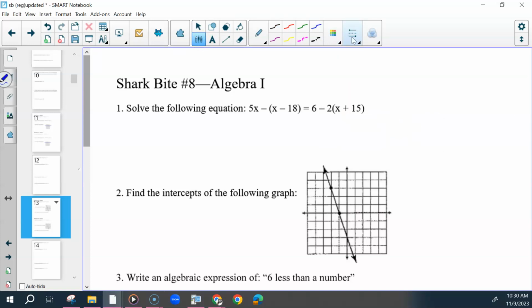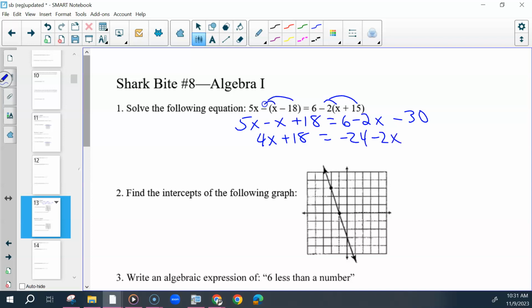Alright, for number 1, we needed to solve this. What did you get for number 1? So distribute, so we have 5x minus x plus 18 equals 6 minus 2x minus 30. Start to combine your like terms on the same side, so this will become 4x plus 18 equals negative 24 minus 2x.